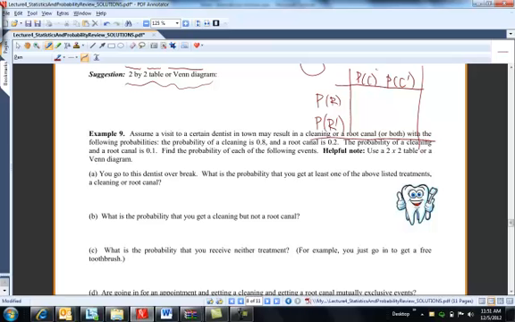The probability of a cleaning is 0.8, so I'm going to put 0.8 here. And so that means the probability you're not going to get a cleaning is 0.2. Probability of a root canal is 0.2. Probability of not a root canal is 0.8. The probability that you get both is 0.1. So this is root canal and cleaning. Find the probability of the following. So there's my 2x2 table. You go to the dentist, what's the probability you get at least one of the above?